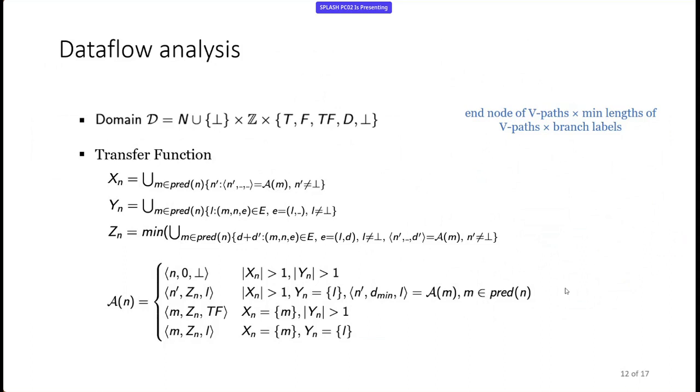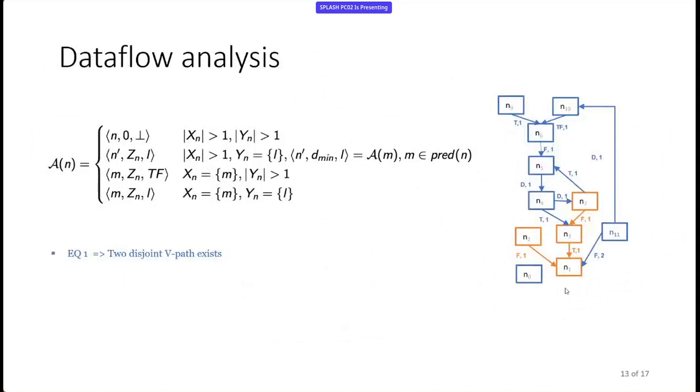So once we have these auxiliary functions, then we can use these data flow analysis equations to compute the data flow values. It consists of four equations. The first equation's condition says that Xn greater than 1 and Yn greater than 1. It implies that from node n, there exist two disjoint v paths. Yn greater than 1 means they are on two disjoint branches, and Xn greater than 1 implies that they end at two different end elements of v.